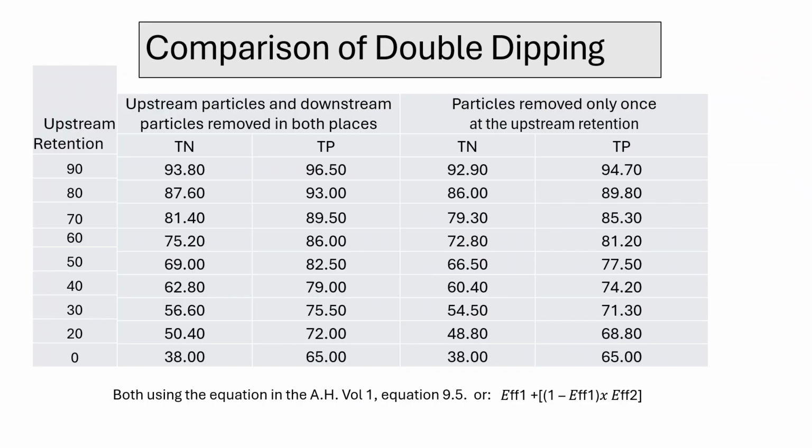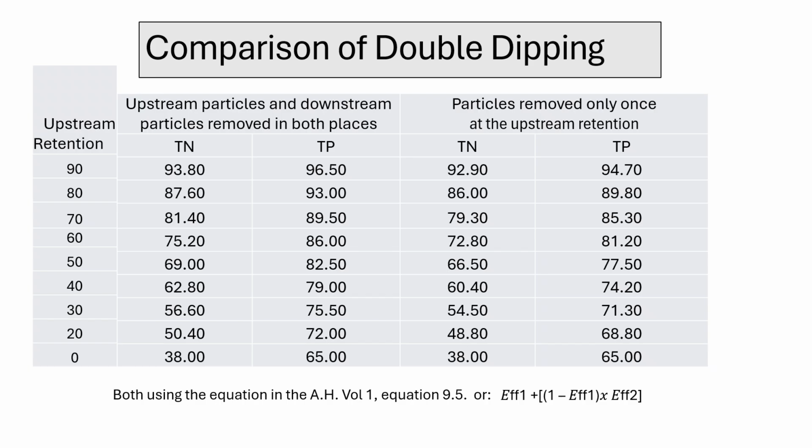On this slide, we're examining a crucial concept in particle removal modeling, known as double dipping. This occurs when we incorrectly assume that the same particle mass can be removed both upstream and downstream in a sequential process. While it's not physically possible to remove the same particle twice, some basic modeling approaches can inadvertently make this assumption, leading to an overestimation of the total removal efficiency.